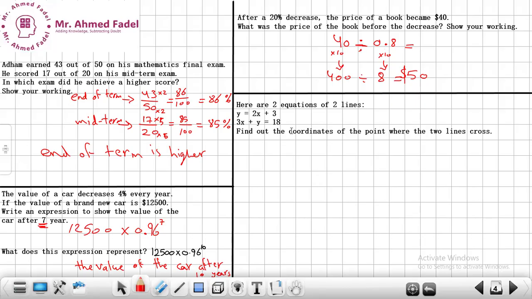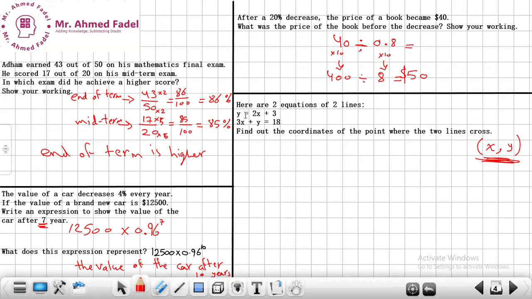Here are two equations of two lines. y equals 2x plus 3, 3x plus y equals 18. Find out the coordinates of the point where the two lines cross. Mister, what does this mean? Find out the two coordinates of the point where the two lines cross. Yes, they just want you to solve the simultaneous equations, which means find the value of x, find the value of y. These are the coordinates that they want. What is x? What is y?